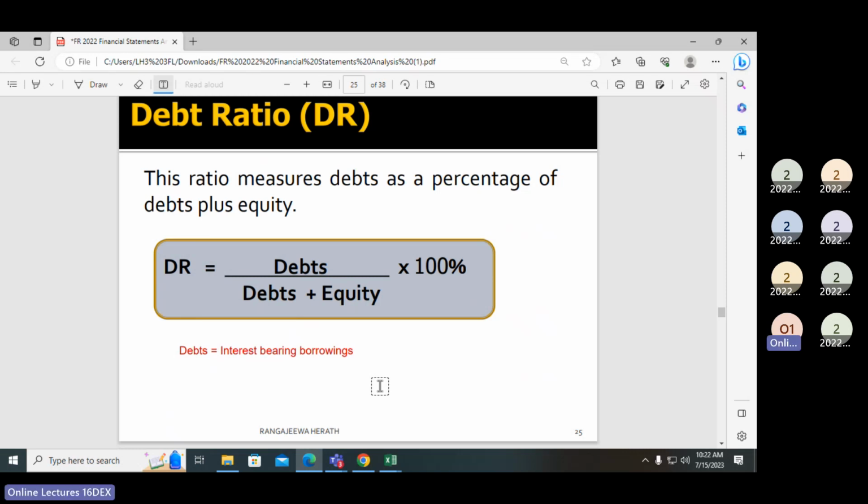So out of the total debt plus equity, how much is funded by debt? For this ratio, you don't say increase favorable or decrease favorable. We don't have a norm.